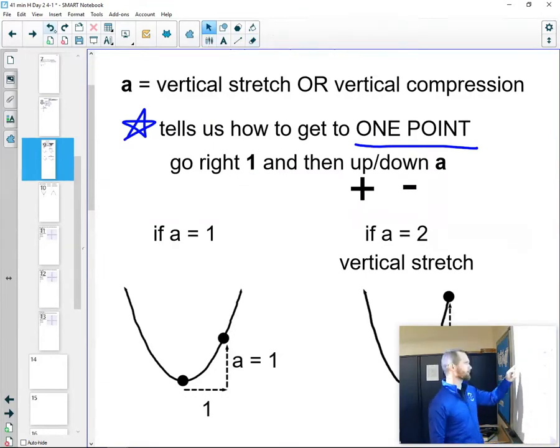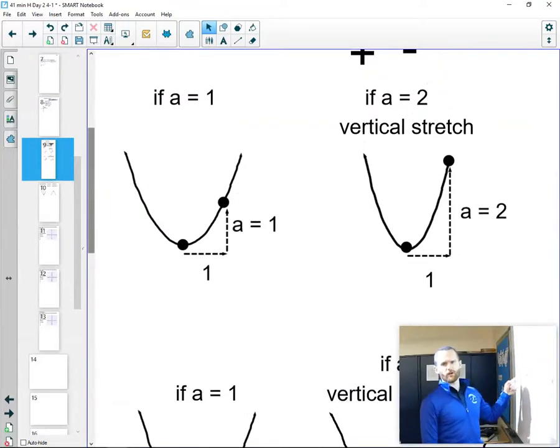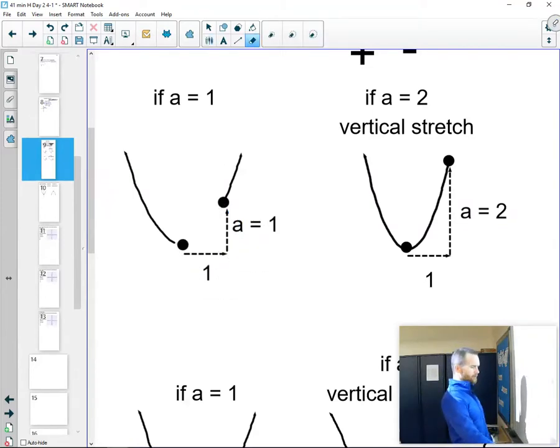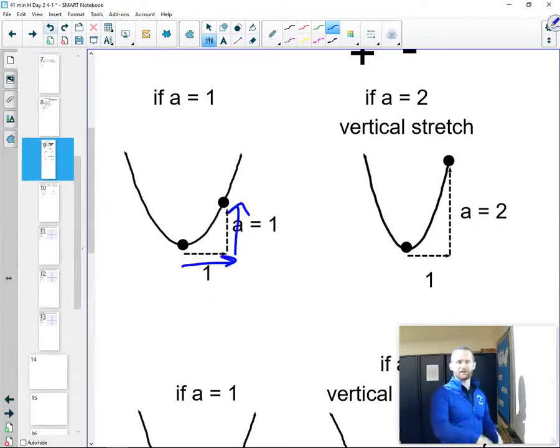Let me scroll down a little bit more. So here's what a vertical stretch would look like. If a equals 1, then from our vertex, we go right 1, because we always go right 1, and then we go up 1. That is the parent function of a quadratic. But if we stretch it vertically by 2, well, I didn't want to erase all of that. We'll just leave those arrows there, I guess.